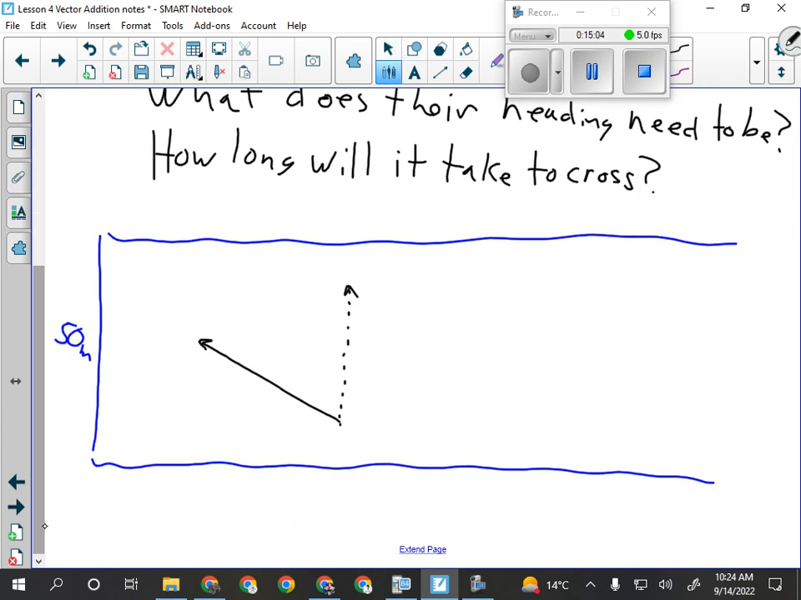Okay, so they can row at 2.5. So this is 2.5 meters per second. And then now the angle won't be so steep. Won't seem so crazy.